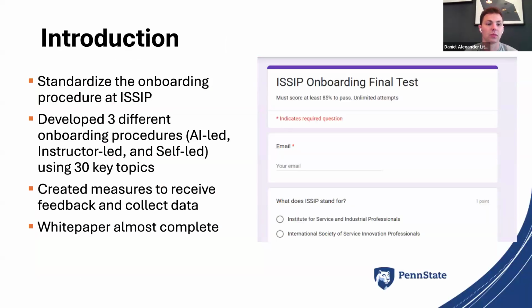So, introduction. We standardized the onboarding process for ISSIP, that was the main goal. We did this by developing three different onboarding procedures: one AI-led, one instructor-led, and one self-led. All three of these use 30 key learning topics. We also created measures to receive feedback and collect data. We did this with a pre-test, a post-test, and a Google form for feedback after people have taken it. And then we're working on a white paper that's almost complete. Hopefully we have that done by the end of the day, if not the end of the weekend.